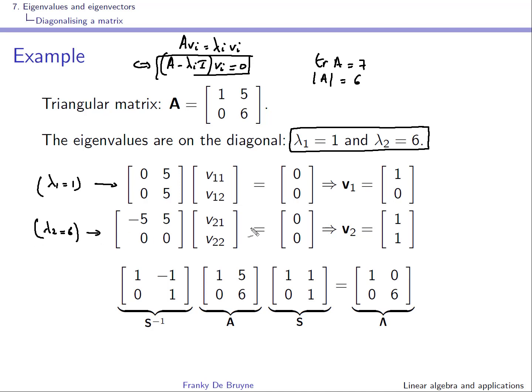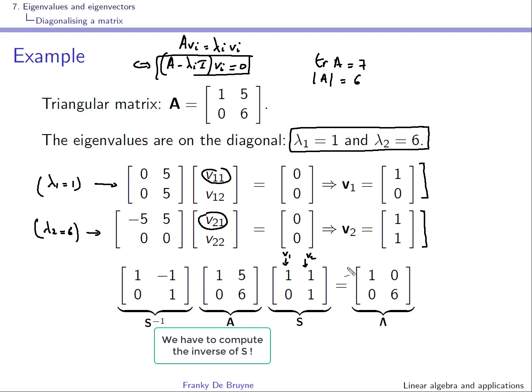Usually what you do is set one of the entries to 1. So let's put this one here to 1, and then you see that the other one has to be 0. Okay, so we find one eigenvector. We do the same: we put this one to 1, and we see that we have to put the other one to 1 as well, and this leads to the second eigenvector. So we had this relation, S minus 1 A S is equal to lambda. This is my A matrix. Here you see that you've got v1, and here you've got v2.